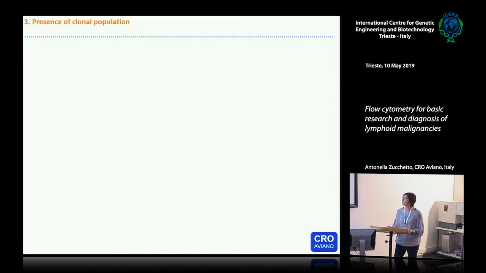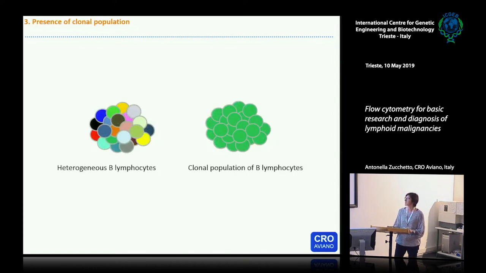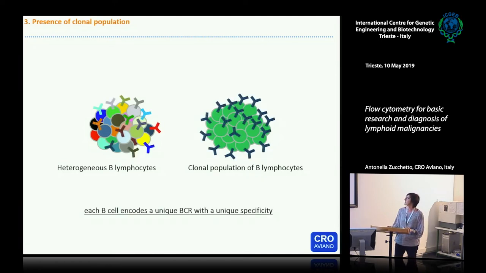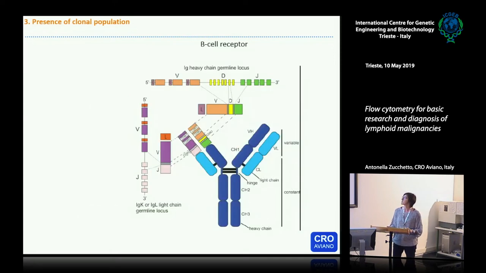Then a presence of a clonal population. What does the clonal population mean? So we have an example of heterogeneous B lymphocytes, and here is a clonal population. And what is the characteristic to discriminate a clonal from a heterogeneous population? It's the B cell receptor, because each B cell encodes a unique BCR with a unique specificity. And the specificity, as you probably know, is due to the rearrangement of the genes of the immunoglobulins. So every segment is joined in a single segment here to build the heavy and the light chains.